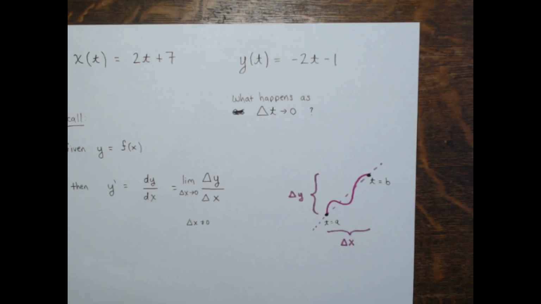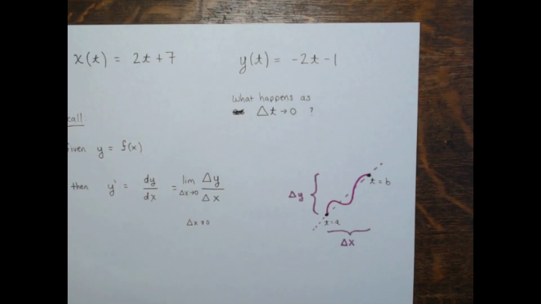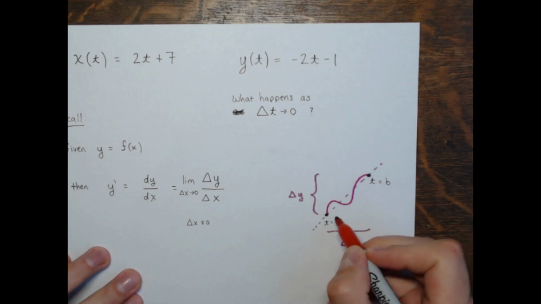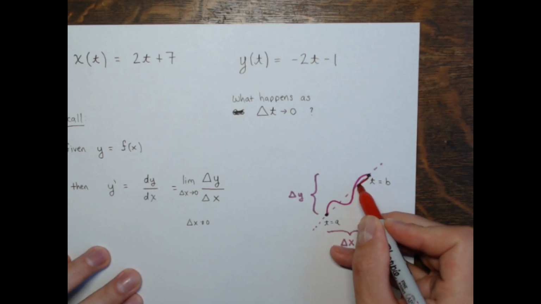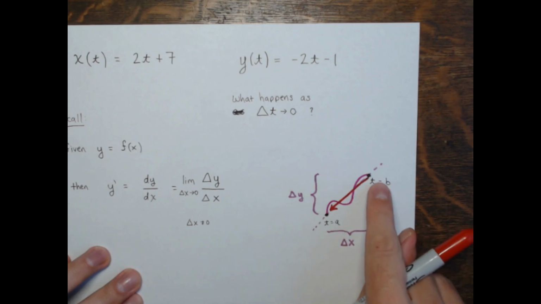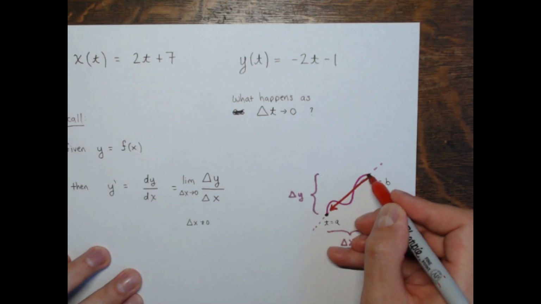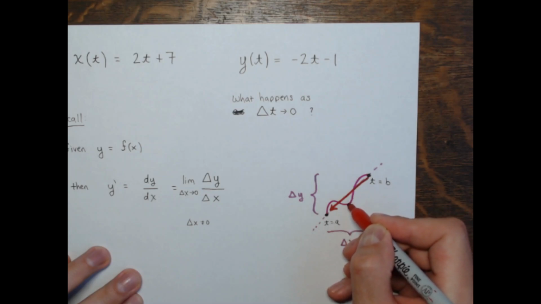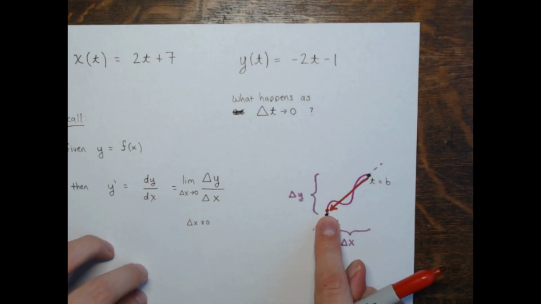Well, hopefully this makes sense that if delta t goes to 0, say I fix this point here, and then I have delta t approach 0, we're going to be moving this point along this curve. I should have moved it along the curve, but have the point from t equals b move closer and closer to this point here. So maybe we're here even, where delta t is really tiny.